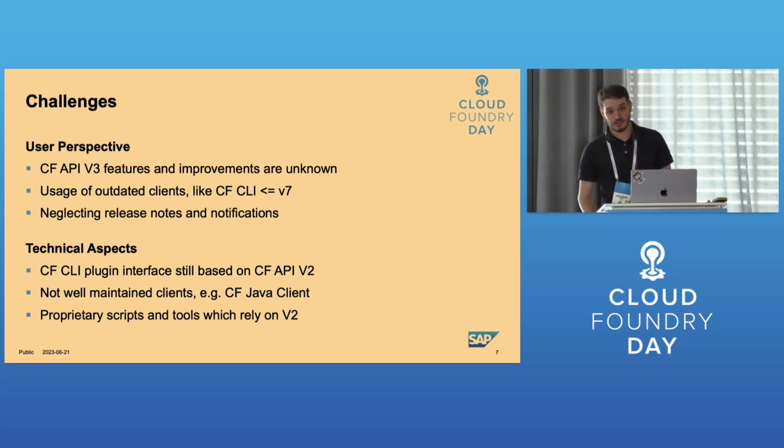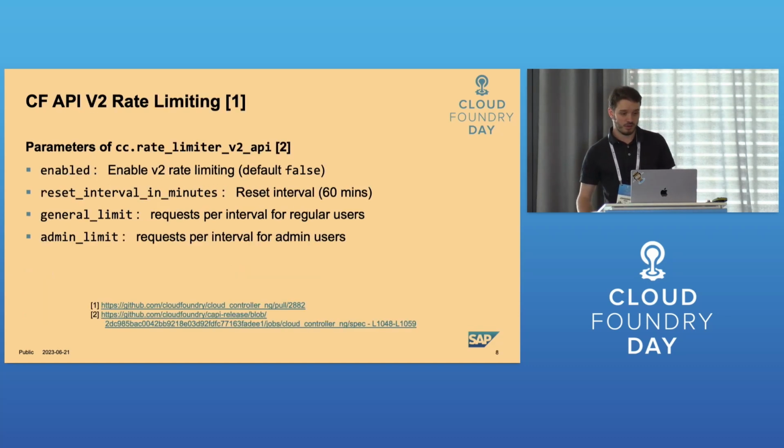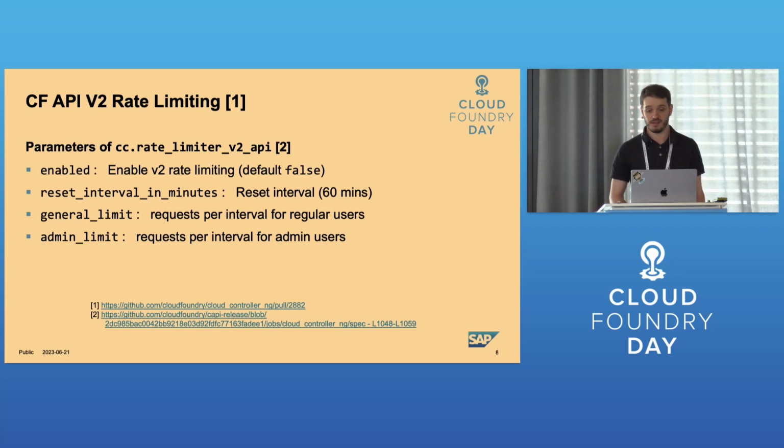Now, with those challenges, we wanted a way to gently push users into using the V3 API, but not to overwhelm them, also to ensure that it's a smooth transition. So therefore, we've decided to implement a rate limiting for the V2 API. This is also based on the good experience we made on our foundations with the general rate limit and the service broker rate limit. We've contributed this in summer last year. And basically what it does, it counts every V2 request per user for a given time interval.